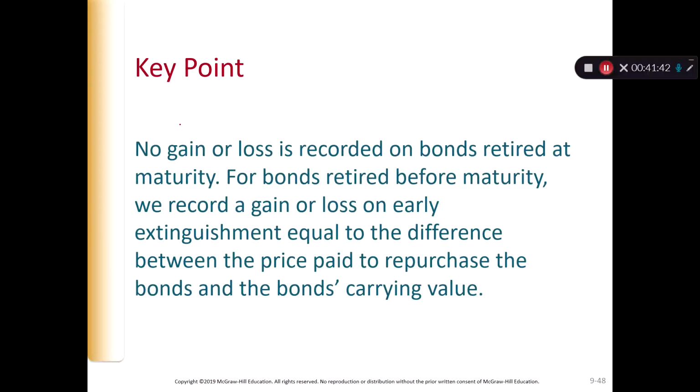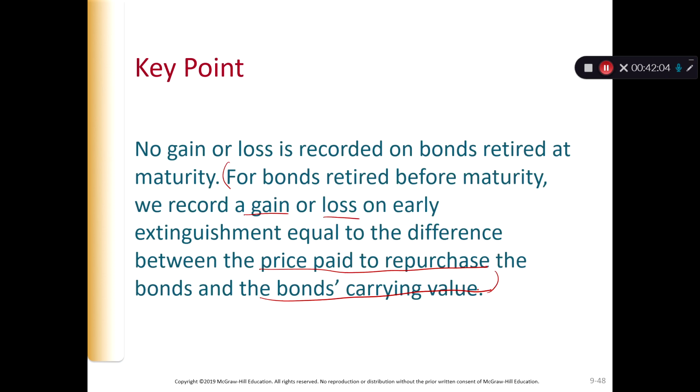Okay, so the key point we want to take away is that no gain or loss is recorded on a bond retired at maturity. For a bond retired before maturity, we record either a gain or loss on early extinguishment, equal to the difference between the price paid to repurchase the bond and the bond carrying value.